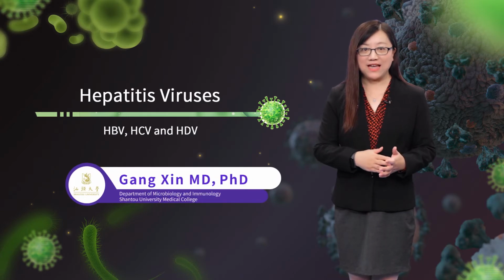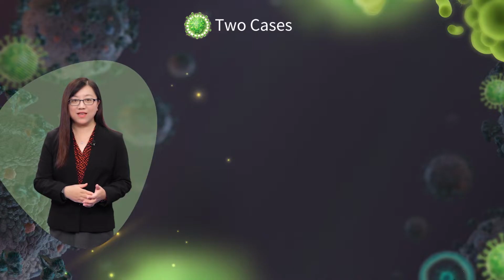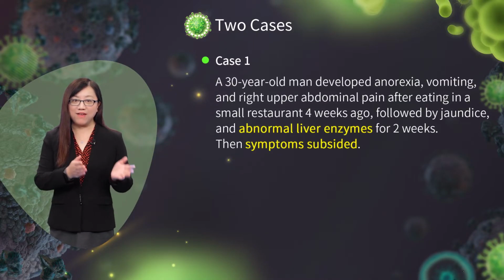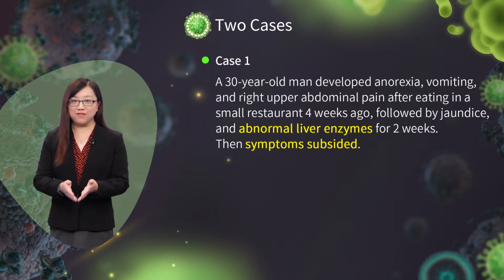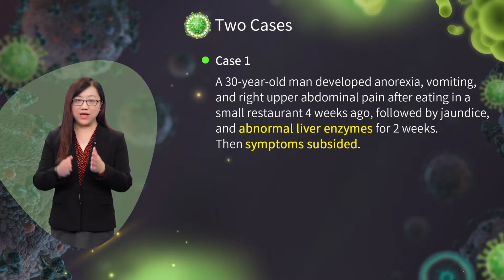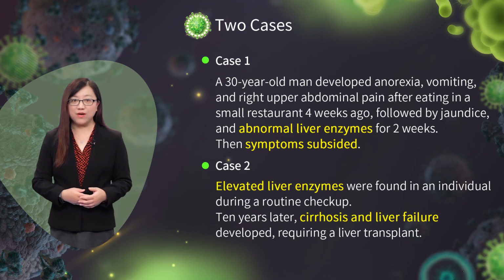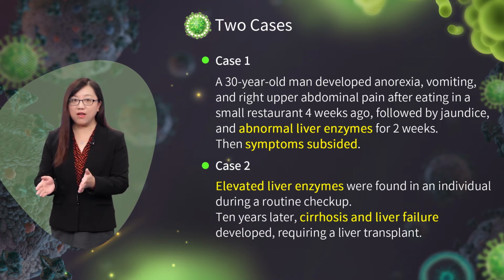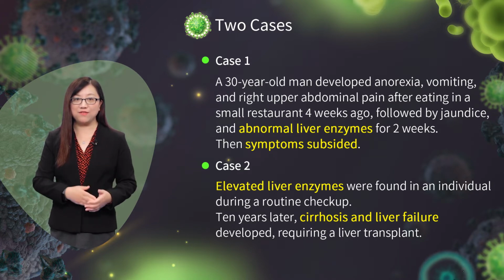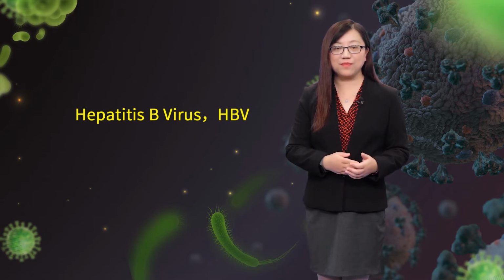The second part of hepatitis viruses: HBV, HCV, and HDV. Case 1 patient may have been infected by HAV or HEV, since the virus was transmitted by fecal-oral route. The acute illness was followed by recovery a few weeks later. How about case 2? Which virus could have caused the chronic hepatitis? Right, HBV or HCV. Let's get to know hepatitis B virus, HBV.